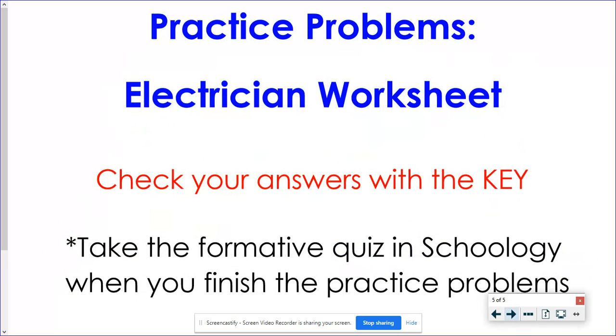So that worksheet is the homework today. When you finish it, make sure that you check your answers with the answer key in Schoology, and then don't forget about the formative quiz in Schoology when you're all done. If you need any help, let me know.